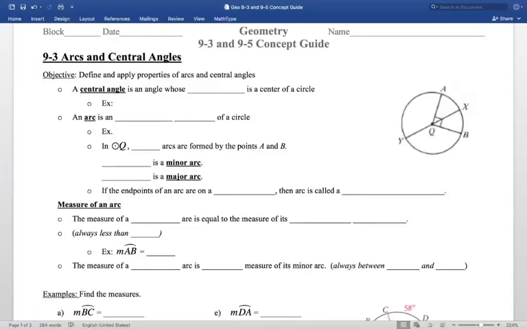All right, welcome to our concept guide, sections 9.3 and 9.5, talking about arcs and angles within some circles.